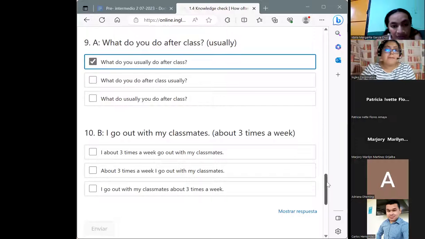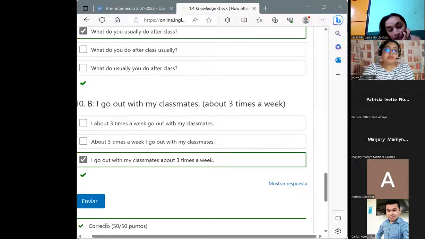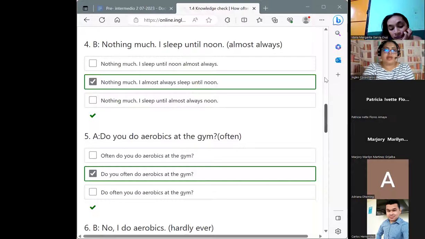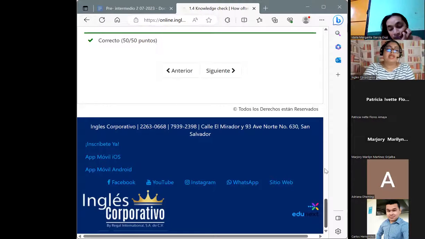And the last one. I go out with my classmates. I about three times a week go out with my classmates. About three times a week, I go out with my classmates. And I go out with my classmates about three times a week. Number one, two, or three? Number three. Okay. Let's see if they are correct. Okay. Every statement is correct. Very good. Very, very good. We have all of the answers correct.